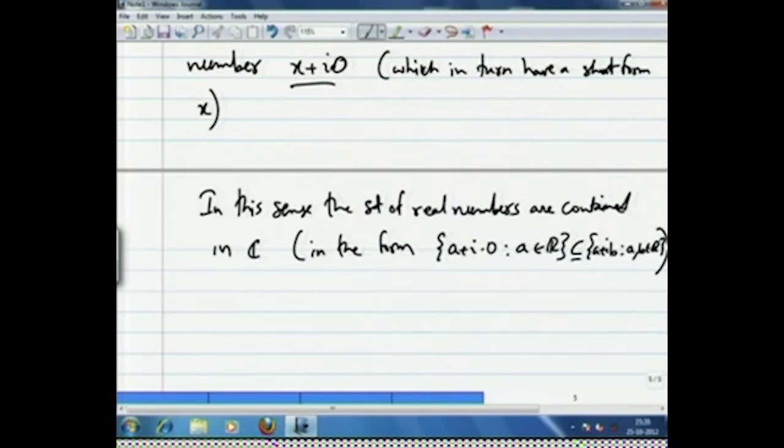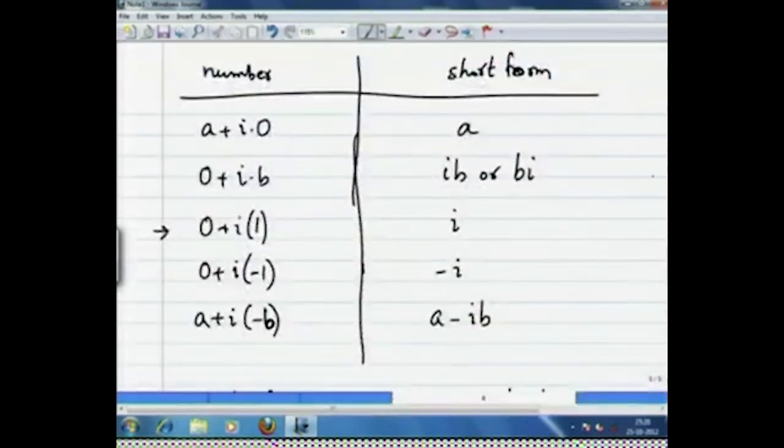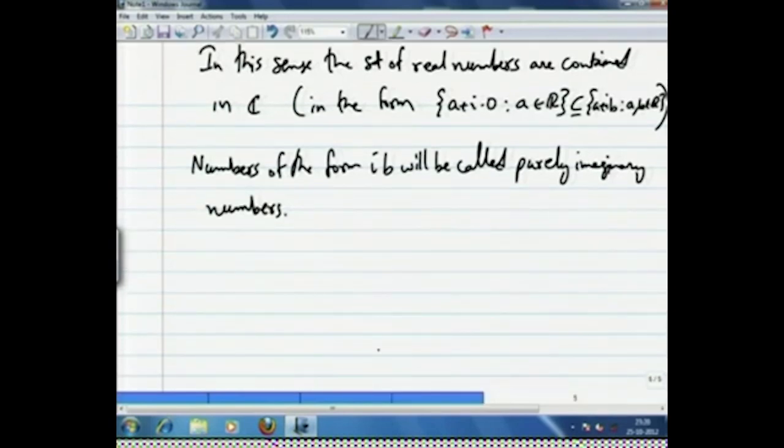And then numbers of the form I b will be called purely imaginary numbers. The numbers of the form 0 plus I b are denoted by I b or b I, and we will call them purely imaginary numbers, because there is no real part to these numbers.